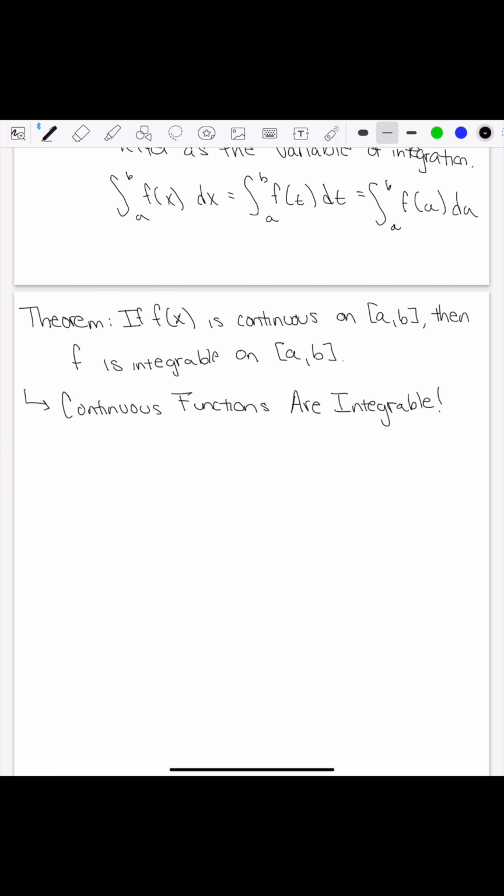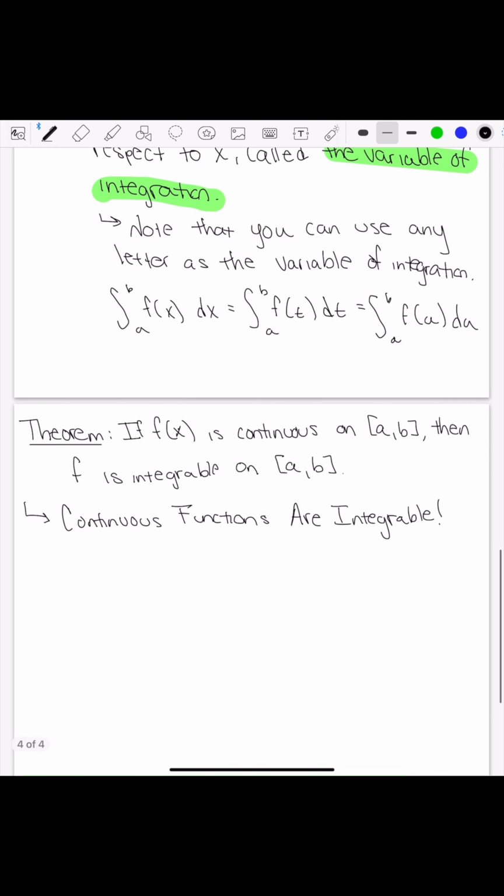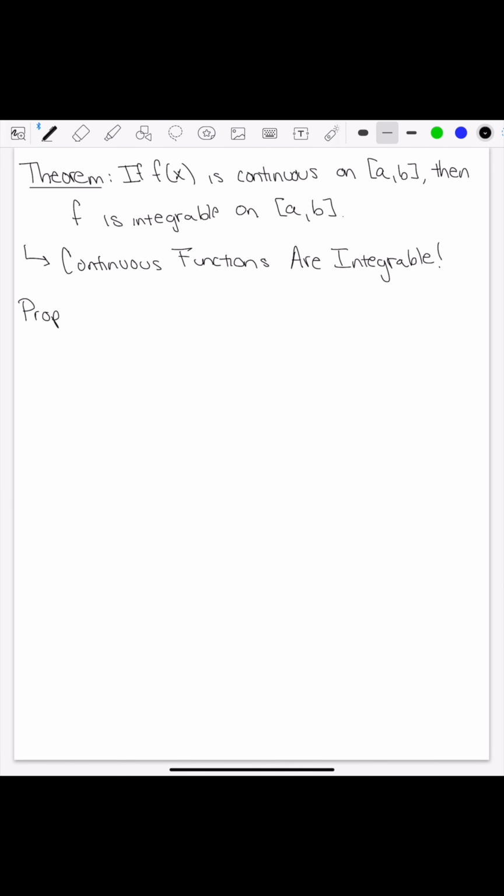Okay, so the next thing I want to talk about is some properties of the definite integral. All right, so this is a theorem. Properties of the definite integral.